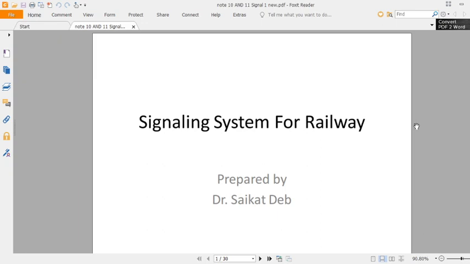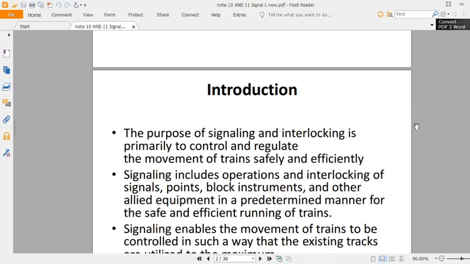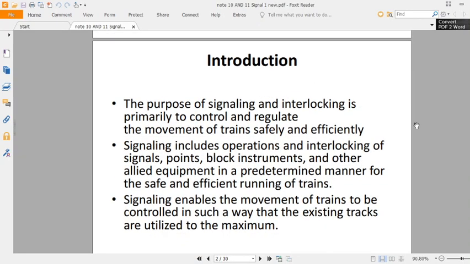Hello. So today we'll start our new chapter on signaling systems for railway engineering. Basically, in this chapter we'll discuss the various types of signaling systems, their origin, and how they work together to make the railway system very safe and efficient.